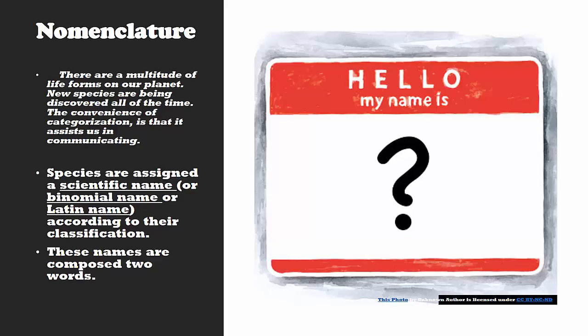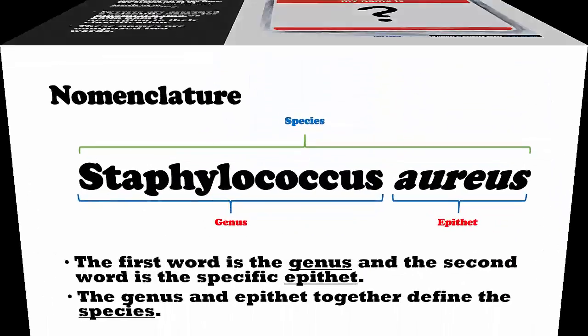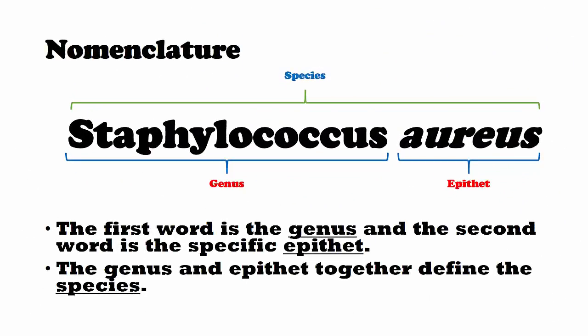These names are composed of two words. The first word is the genus, and the second word is the specific epithet. The genus and the epithet together define the species.